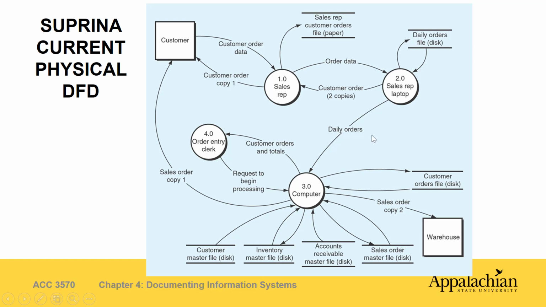But you can see here, working through it, the customer orders the data, that paper copy is given, and the customer rep enters that into the laptop. 2 orders are printed out of the laptop, and then you've got the daily order batch going to the computer, and then you've got the order entry clerk who's looking at the totals and requests that the process begin. We're going to talk about batch totals and things like that in the internal control chapter.